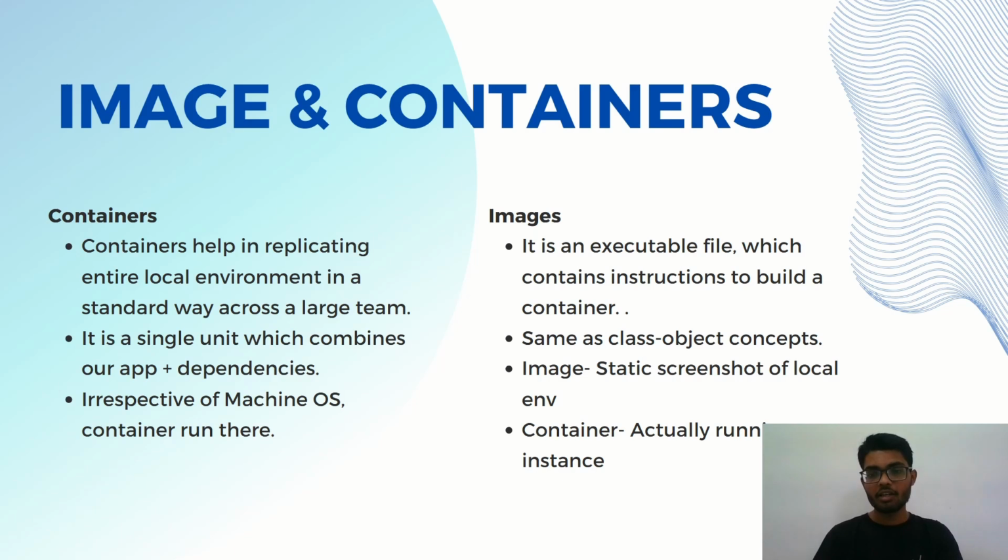Your container is actually a running instance, just like an object. For a class we create its object. A class contains our data members and member functions. Relating it with images and containers, an image is your static screenshot of the local environment, and by using an image, we create containers of that image, which are actually running instances. I hope image and containers are very clear. We will actually implement things so that you can understand in a better way.